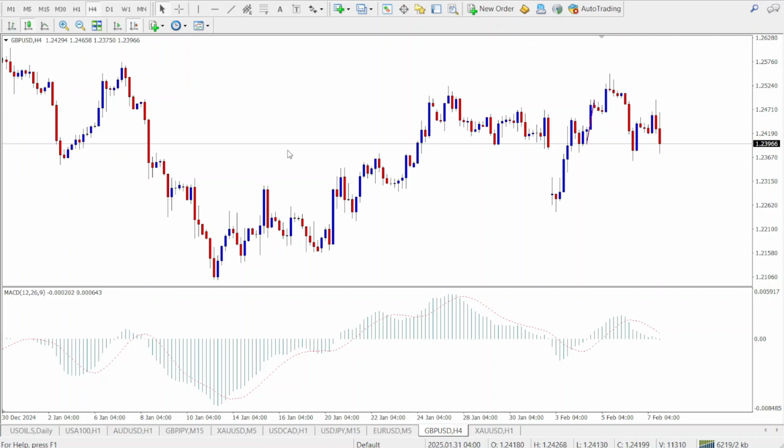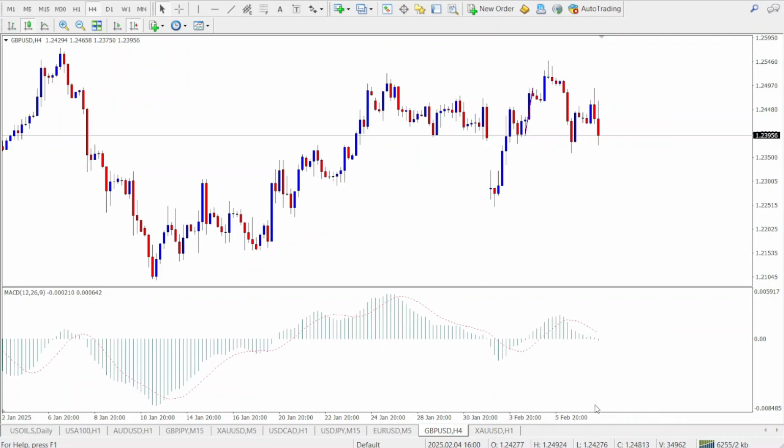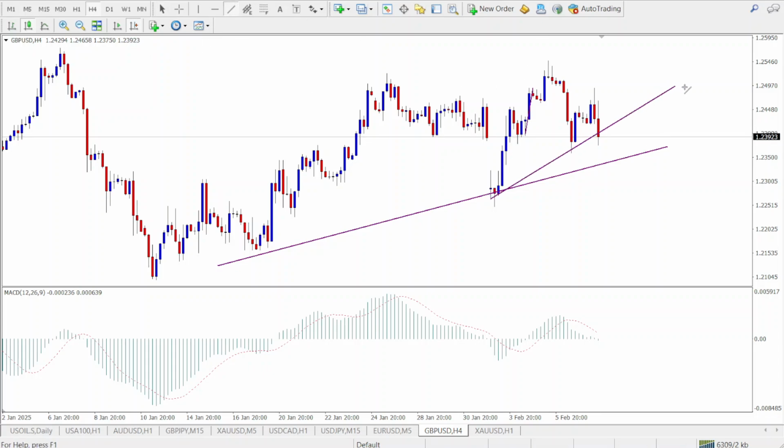First of all, you should identify the trend. Start on a higher time frame like the 4 hour, as you can see I'm on the 4 hour chart right now, or you can start with the daily time frame, and then look at the MACD's position. If the MACD line is above 0, it signals an uptrend, but if it is below 0, it signals a downtrend. Right now, we are still in an uptrend as the MACD line is above 0.